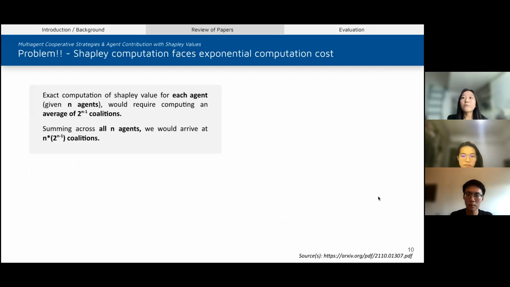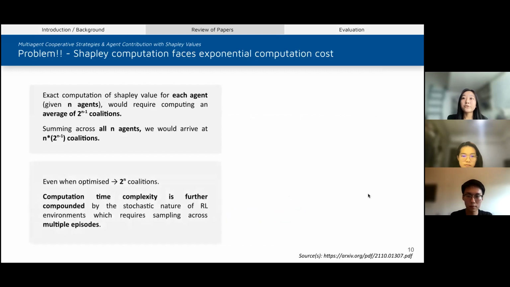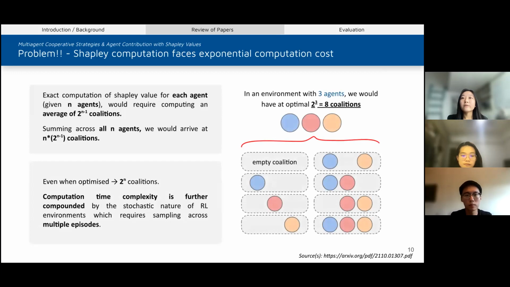For n agents, computation of Shapley value for each agent would take an average of 2 to the power of n minus 1 coalitions, and we have to further sum across all n agents. Even when optimized to solely calculate unique coalitions, the computation time would still scale at 2 to the power of n. Such computation time is further compounded by the stochastic nature of RL environments, which require sampling across multiple episodes. And for larger settings with multiple agents or features, the value of n will be much larger. For example, on the right, we have a simple environment with 3 agents and a visualization of all unique coalitions, which is 2 to the power of 3.